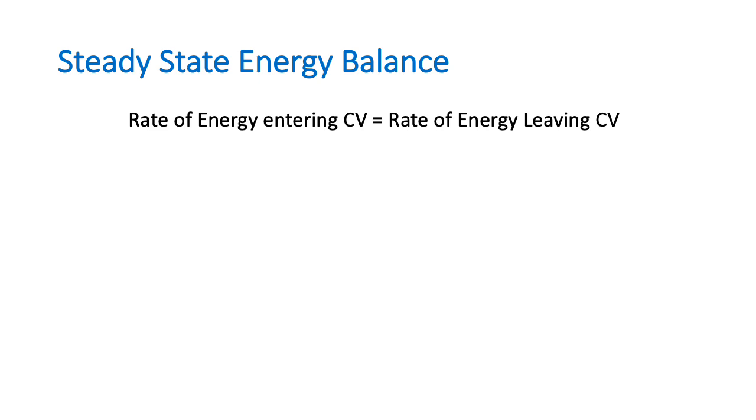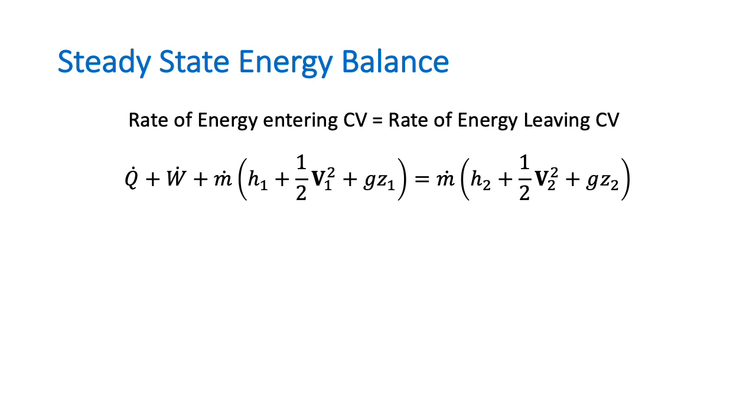We can write a steady state energy balance. And at steady state, the rate of energy entering the control volume must equal the rate of energy leaving the control volume. So the rate of energy entering equals the heat transfer rate plus the power. Over here, we've assumed the sign convention that both of these terms are positive if the energy is being transferred from the surroundings to the control volume.